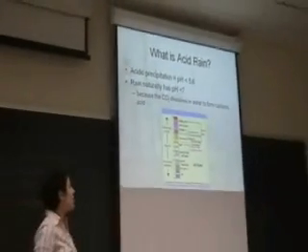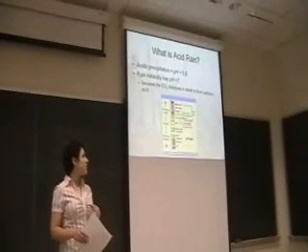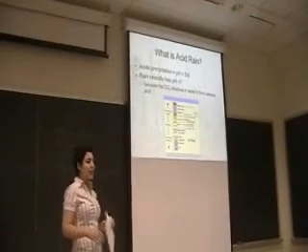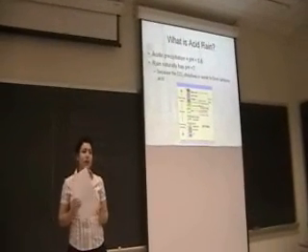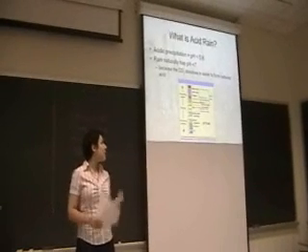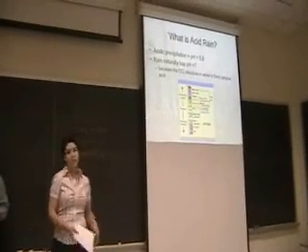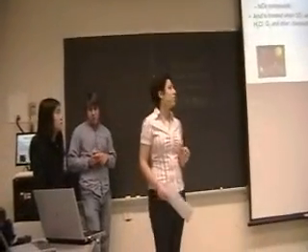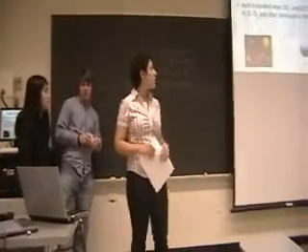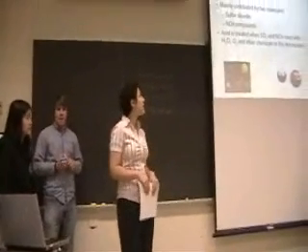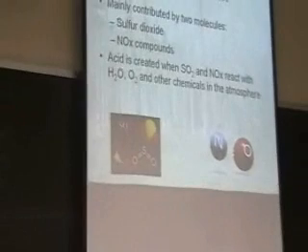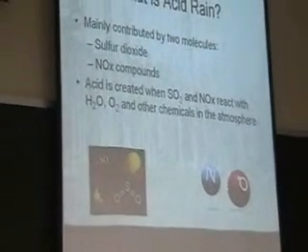Acidic precipitation usually has a pH of less than 5.6. Rain is naturally somewhat acidic because carbon dioxide dissolves in water to form carbonic acid. The two main contributing molecules to acid rain are sulfur dioxide and NOx compounds. Acid is created when sulfur dioxide and NOx react with water, oxygen, and other chemicals in the atmosphere.